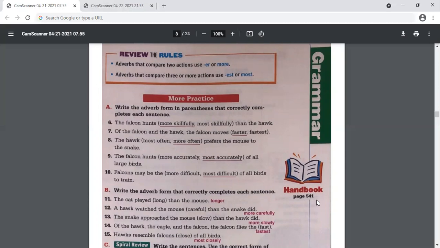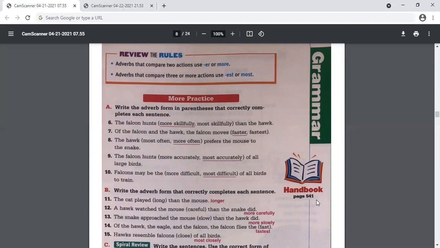Number 12. A hawk watched the mouse careful than the snake did. So careful here is not an adverb, right? It should be more carefully. So here this is an adjective, careful. In order for it to be an adverb, we must add ly, so more carefully, because we are comparing the hawk watching the mouse to the snake watching the mouse.